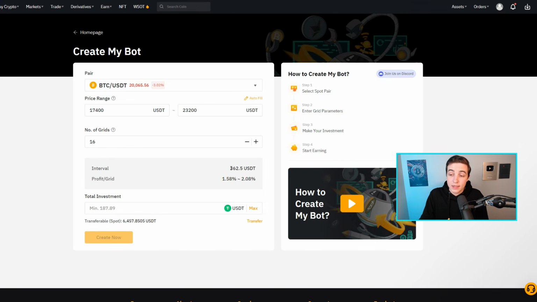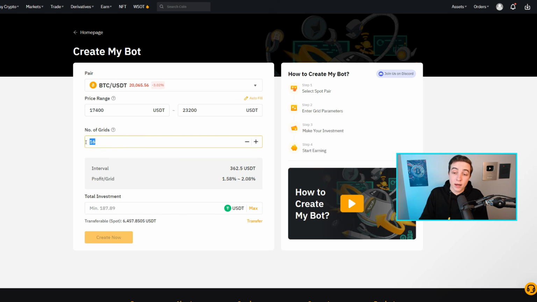And you can see right here, the interval, that is simply the difference in the price between each buy and sell order. So the higher the number of grids, the more buy and sell orders there will be within that price range, so the lower the interval, because those buy and sell orders will be a lot closer together. And the lower the grid number, the fewer buy and sell orders within the price range, which means the higher the interval, which means there's more of a gap between each buy and sell order.